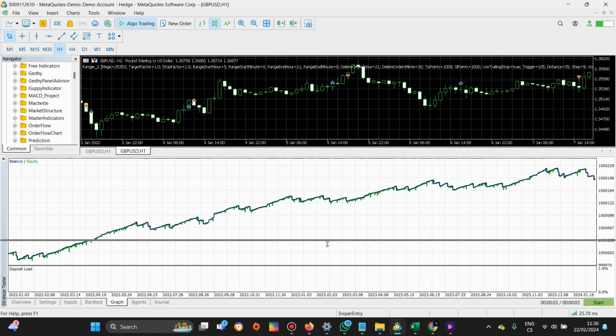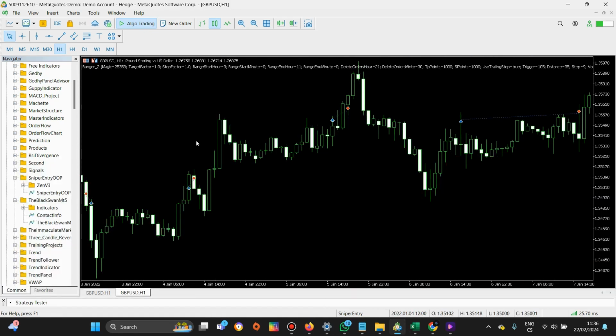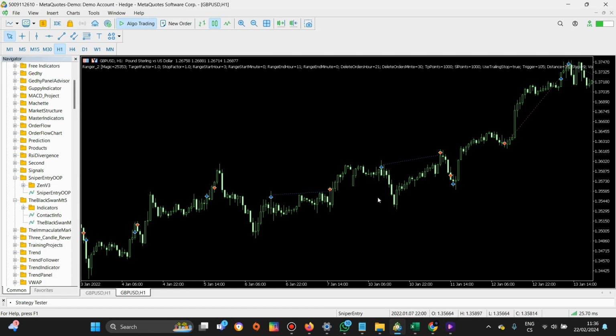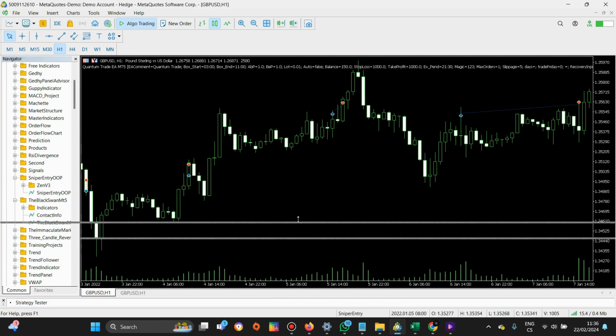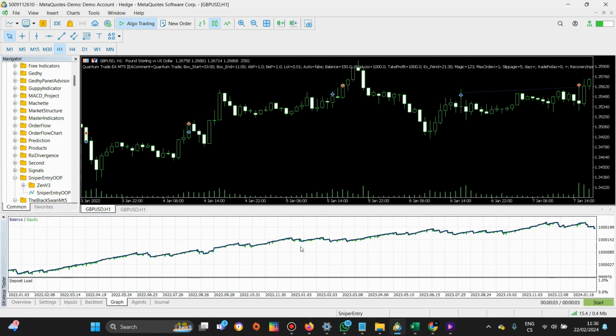And if I minimize this window, right here you can see the chart of the backtest, and the same goes for the Quantum EA. After I coded my EA, I was very surprised because the strategy was the same, but the curve on this backtest didn't look the same. And that's when I decided to take a deeper look into these EAs.